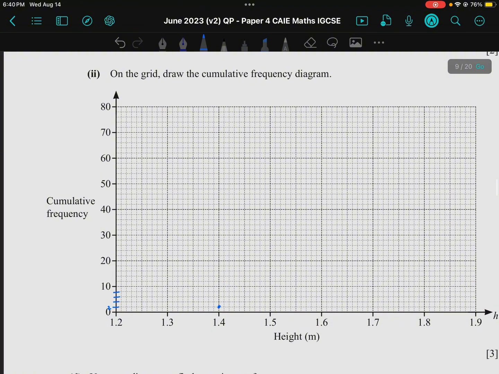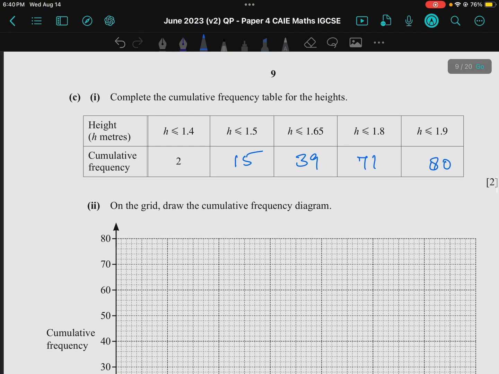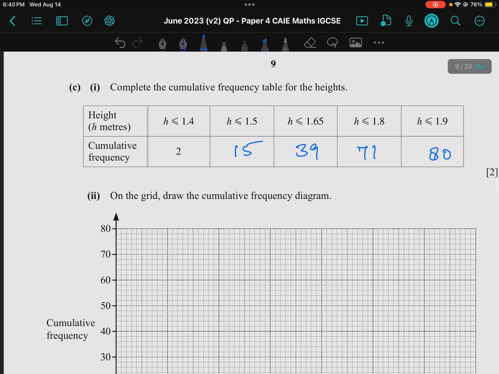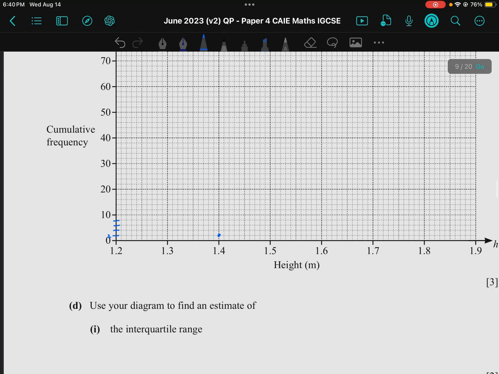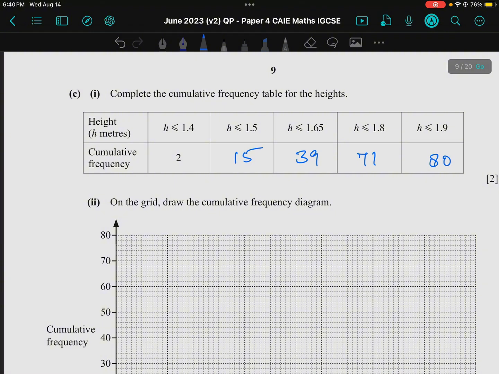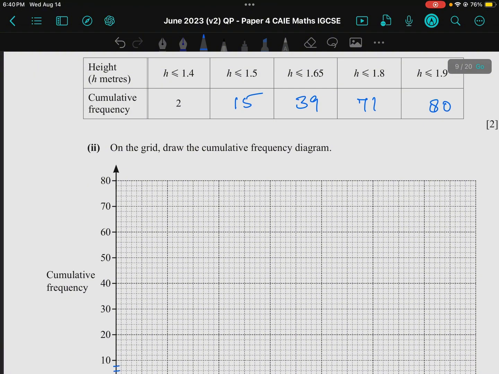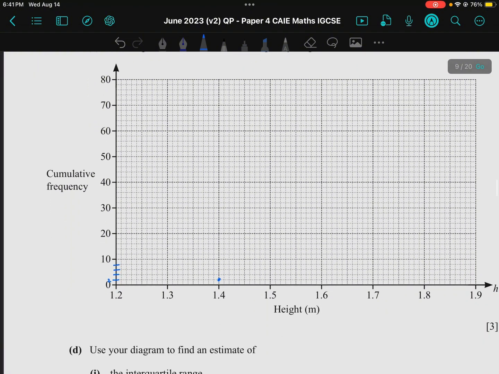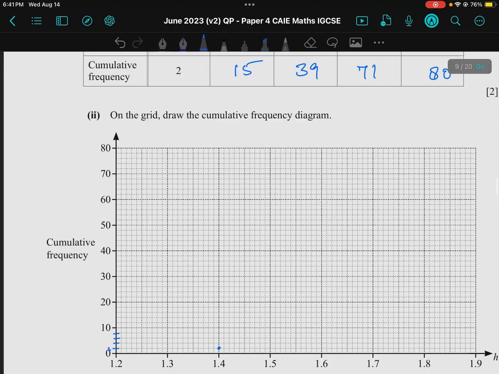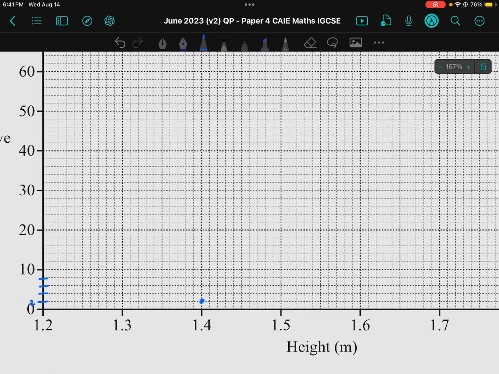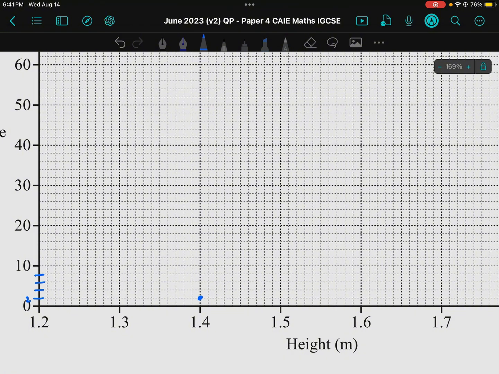Then 15. At 15, at what? 1.5. At 1.5 it is 15. Then 1.65. Okay, 1.5 it is 15. So 1.5 and 15 will be where? 10, 12, 14, and 15 will be here.